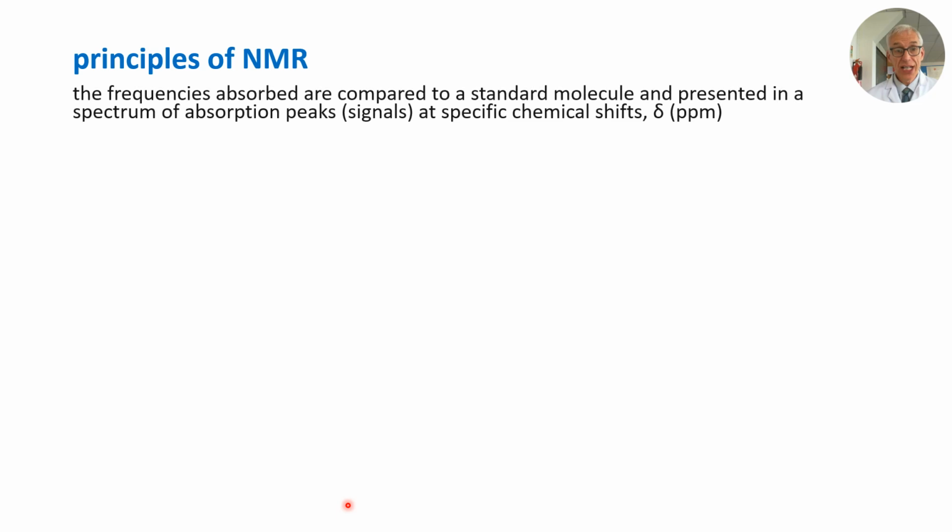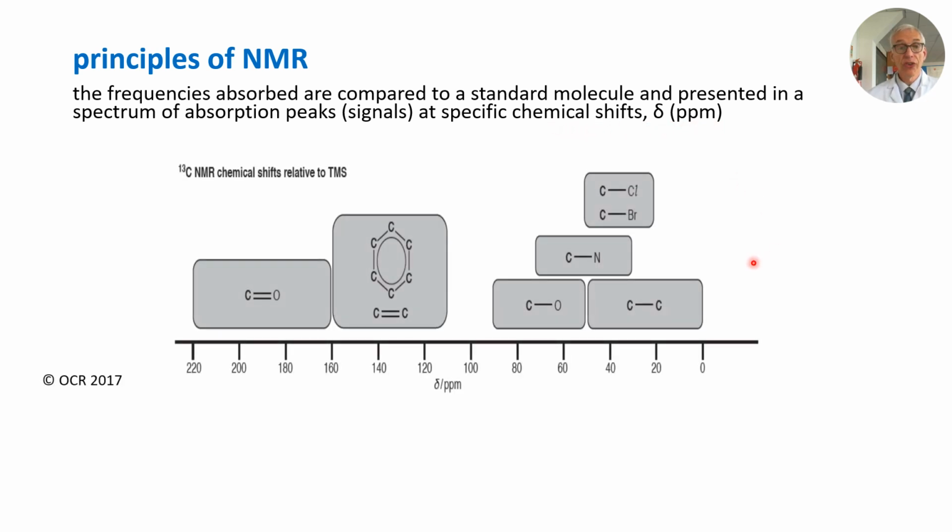So the frequencies of radio waves absorbed are compared to a standard molecule, which we will identify in a later slide, and presented in a spectrum of absorption peaks or signals. Those signals have been shifted away from the standard, that is, they have a chemical shift, and that's in parts per million. And you will see here from the OCR datasheet typical chemical shifts for particular carbon environments.